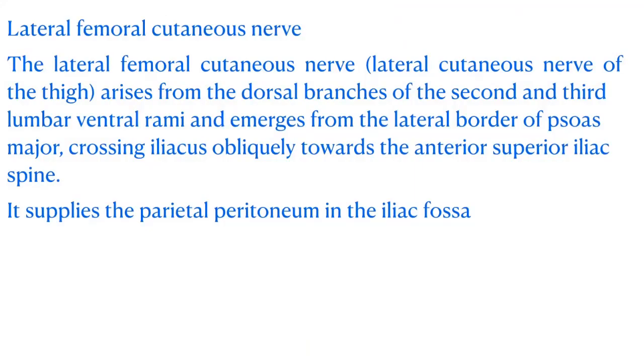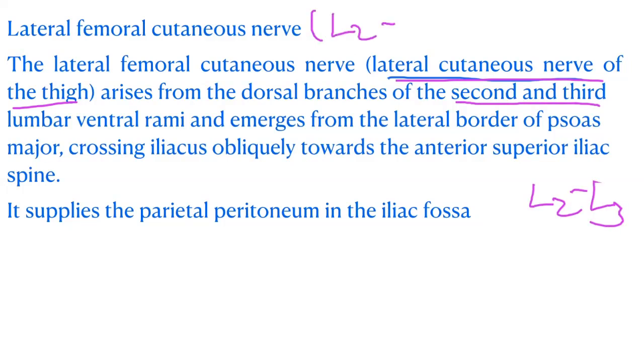Coming to the lateral femoral cutaneous nerve. Okay, so we came to the nerves of the lower limb. The lateral femoral cutaneous nerve, or lateral cutaneous nerve of the thigh, right, arises from the dorsal branches of the second and third, L2, L3, ventral rami, and emerges from the lateral border of the psoas major, crossing iliacus obliquely towards the anterior superior iliac spine. It supplies the parietal peritoneum in the iliac fossa.